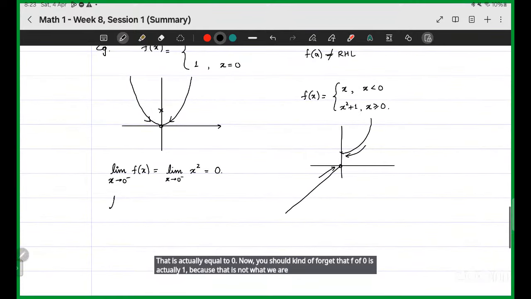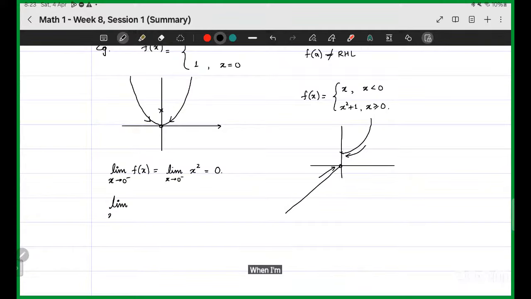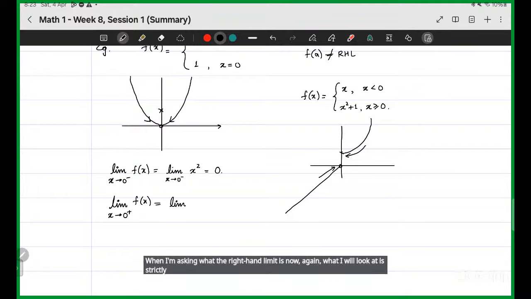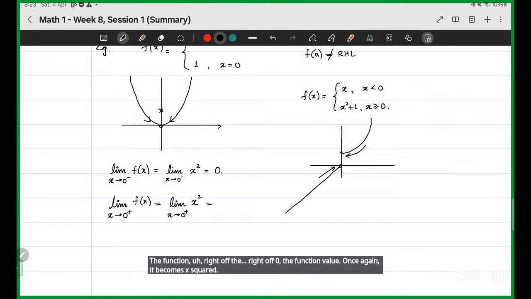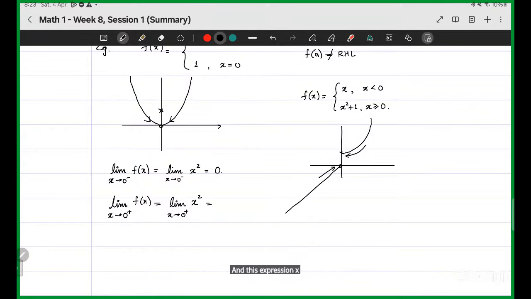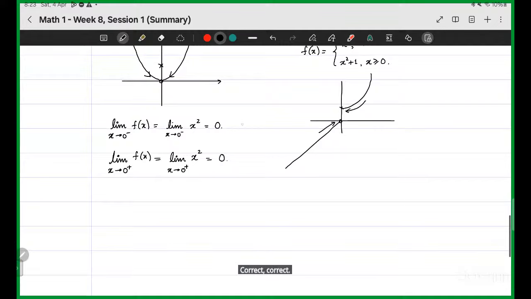When I'm asking what the right hand limit is, again, what I will look at is strictly to the right of 0, the function value. Once again, it becomes x square. And this expression x square, as I approach 0 from the right, also goes to 0. Yes, correct. So this is LHL, this is RHL, and both of them exist.